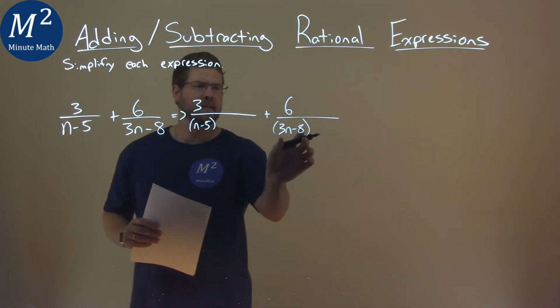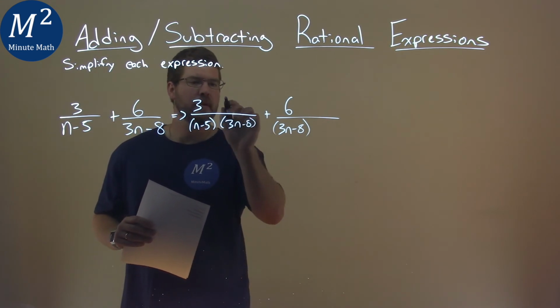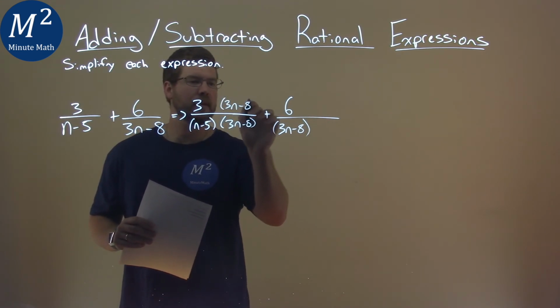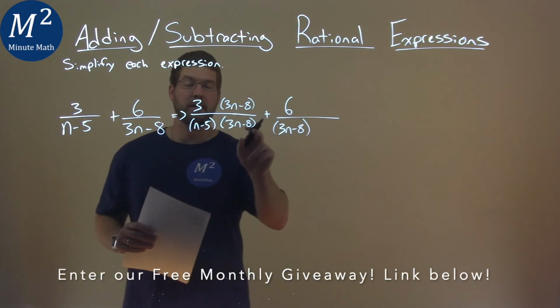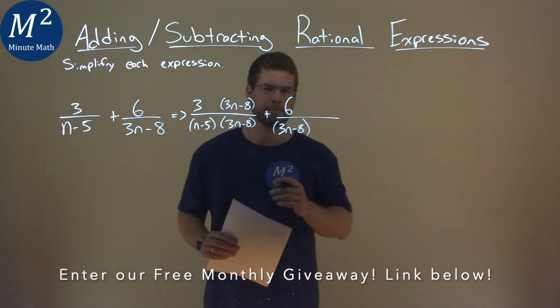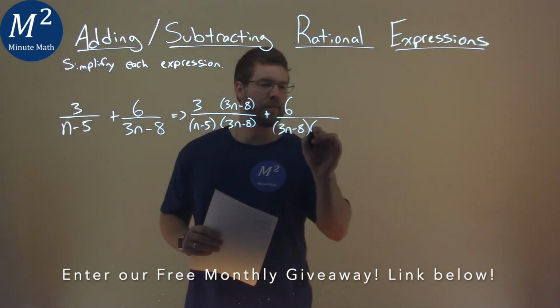I want to take that denominator, 3n minus 8, and I'm going to put it over here, 3n minus 8, and I'm going to put it up top here, 3n minus 8. This doesn't change a fraction, all right? So 3n minus 8 over 3n minus 8 is still 1, but it's going to help us get a common base. Do the same thing with the n minus 5 to this part.